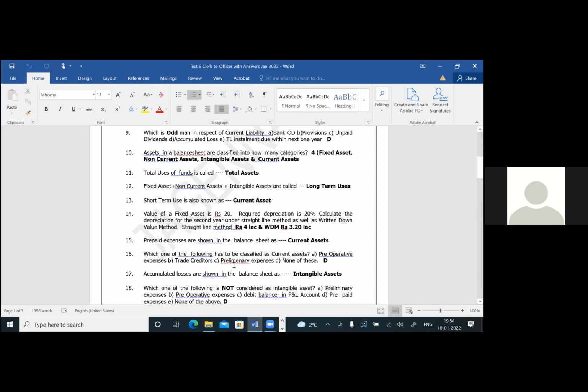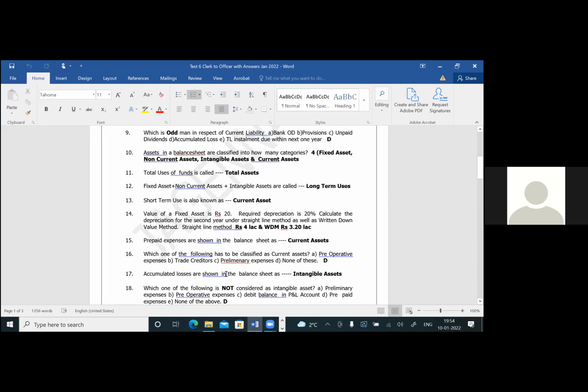The question is, which one of the following has to be classified as current asset? Pre-operative expenses, it is an intangible asset. Trade creditors is a current liability. Preliminary expenses is an intangible asset. None of these. Your option is B, none of these. None of them will be classified as current asset.